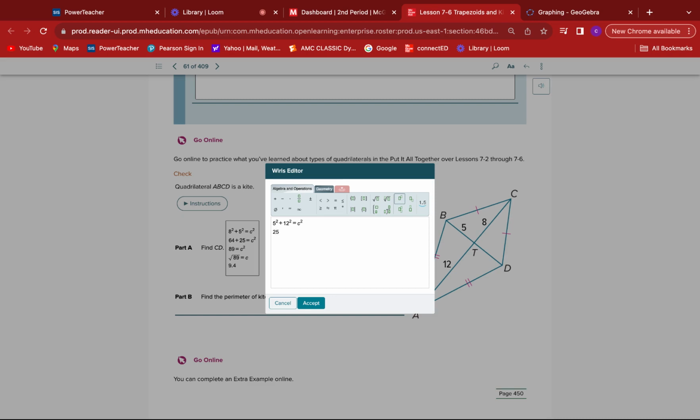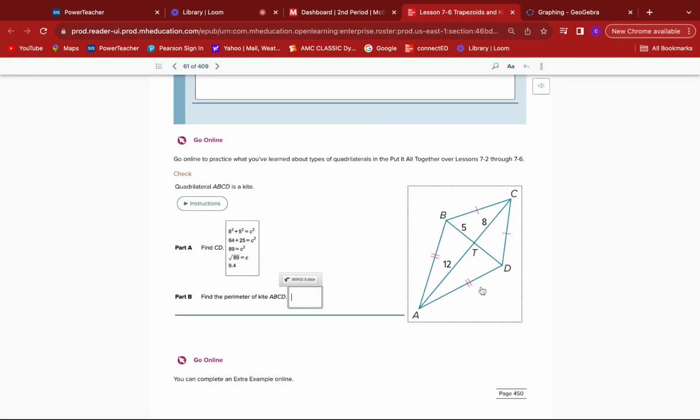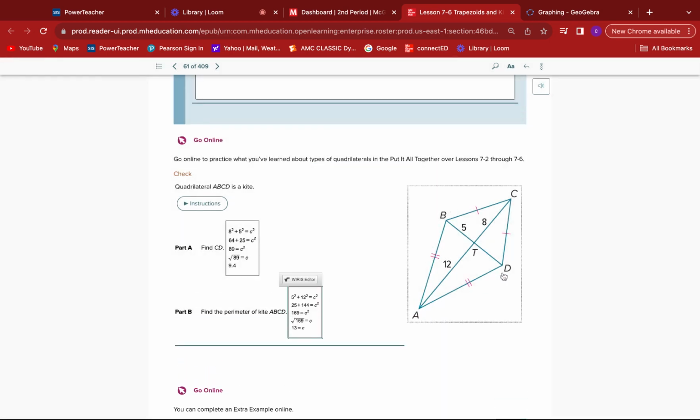All right, 5 squared is 25. 12 squared is 144. That equals C squared. We're going to add 25 and 144 together, and that gives me 169. That equals C squared. And the opposite of squaring is to square root. So we need to take the square root of 169. And I believe that's 13, right? Yeah, 13. Nice. So what you guys just found is the hypotenuse BA, which is also DA.